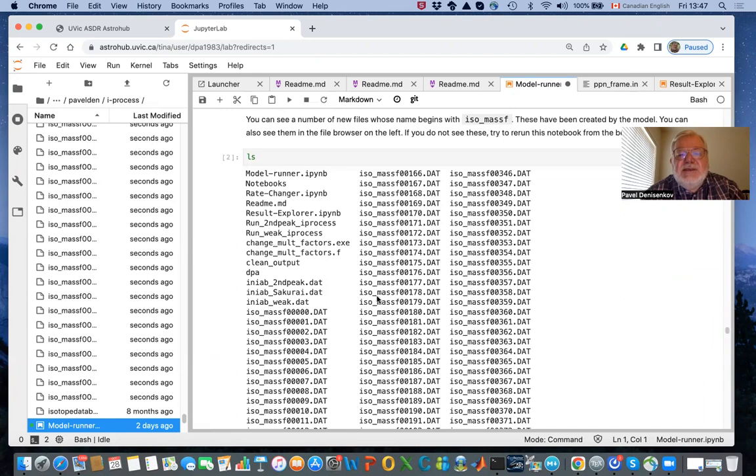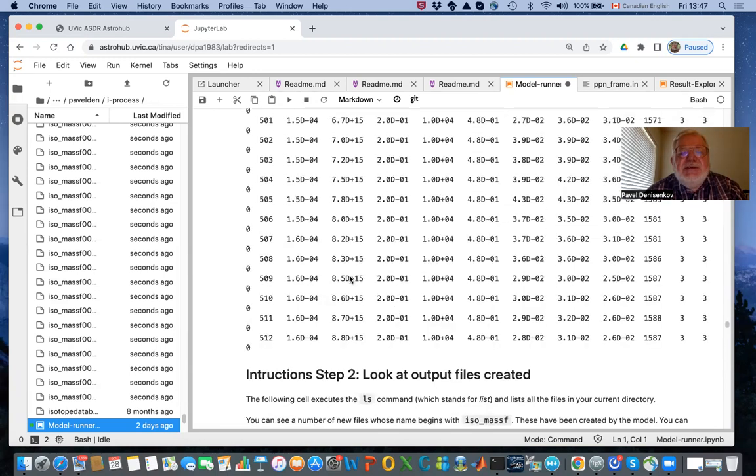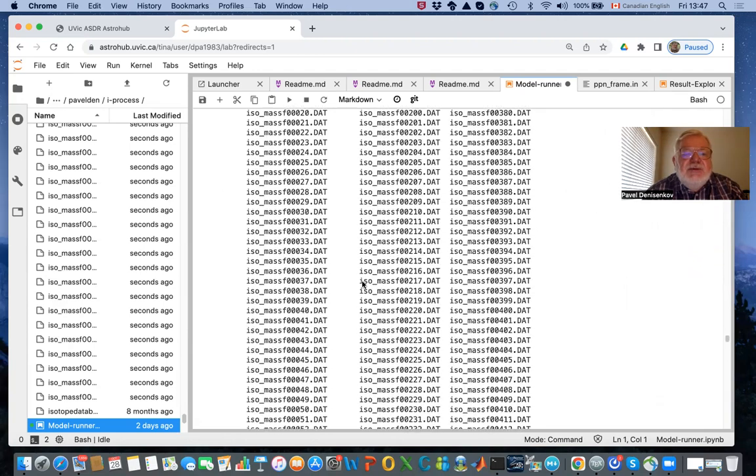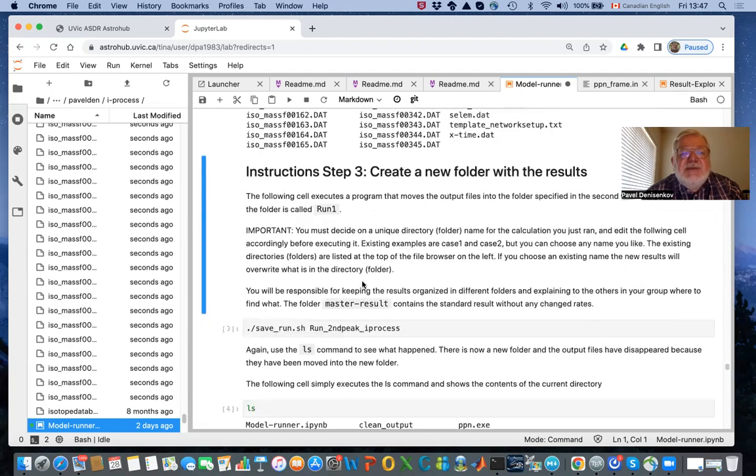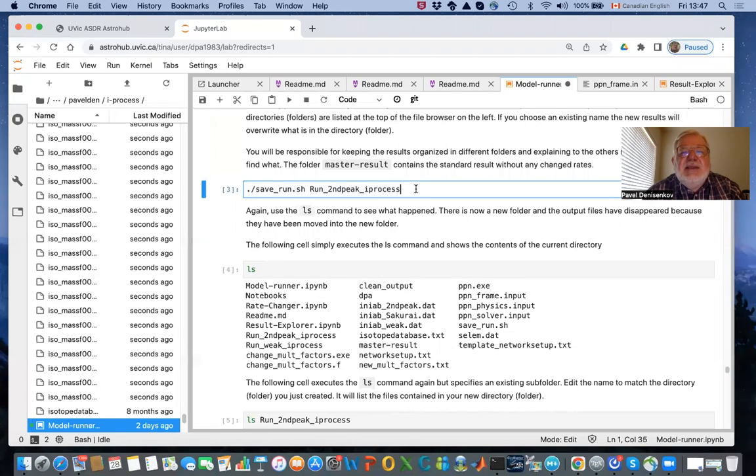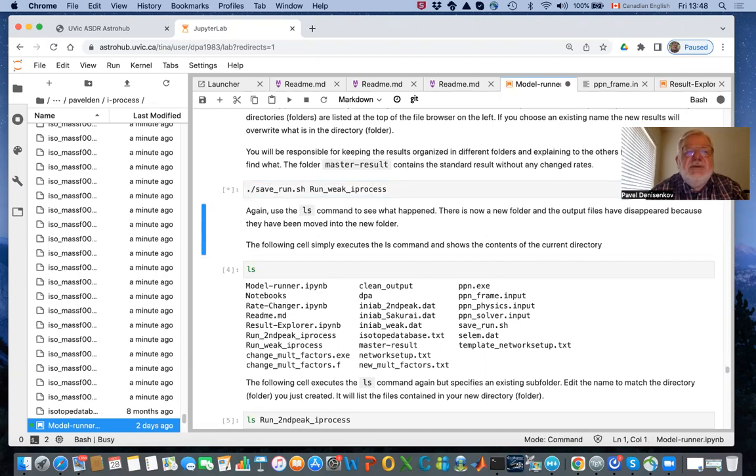These are output files, ISO underscore mass. These files contain a list of mass fractions of stable isotopes produced in this i-process nucleosynthesis calculation. Okay, so now I'm going to save these output data files in a directory, save run directory weak i-process, I will call it. Okay, Shift Enter to execute.